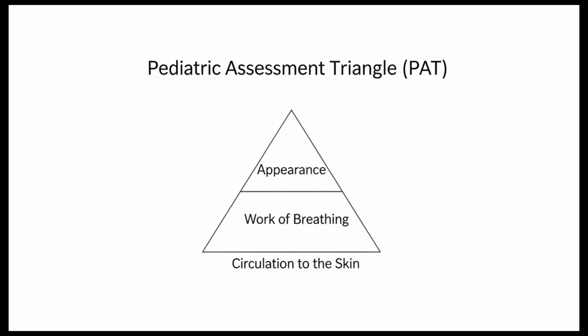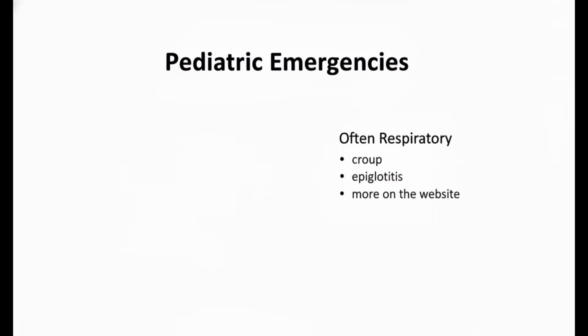To assess a child, use the Pediatric Assessment Triangle, or PAT. This is a rapid, hands-off tool. You assess their appearance, their work of breathing, and their circulation to the skin. Common pediatric emergencies are often respiratory. Croup is a viral infection that causes a seal-bark cough. Epiglottitis is a life-threatening bacterial infection that causes high fever and drooling. Do not attempt to examine the throat of a child with suspected epiglottitis.